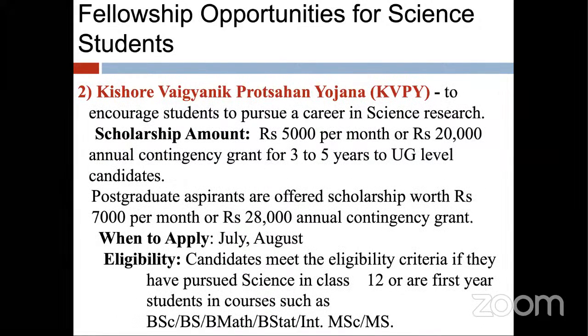Kishore Vigyanik Protsahan Yojana is also 5,000 per month or 20,000 annual contingency given to UGC level candidates. Postgraduate students are given 7,000 per month or 28,000 annual contingency grant. July and August is the time when the students can apply. Then after 12th, or first year students in BSc, MSc, STEM disciplines, those students who are studying BSc, BSc Maths, etc., can get this fellowship.